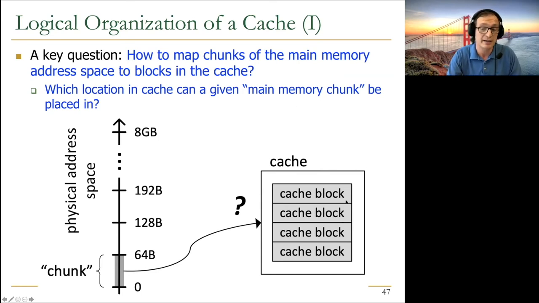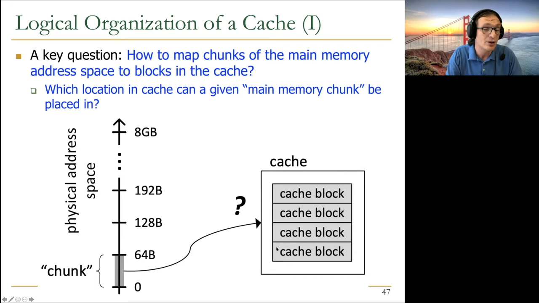So here, there are four potential locations in the cache, right? As you can see, a chunk can go to only one location, potentially. That's called a direct map cache. You don't have any flexibility. Now, different chunks can also go to the same location and they conflict with each other. So you have a problem over there.